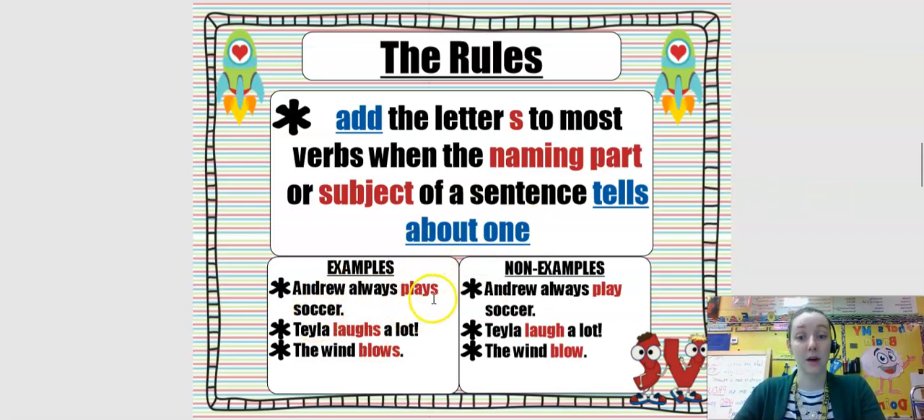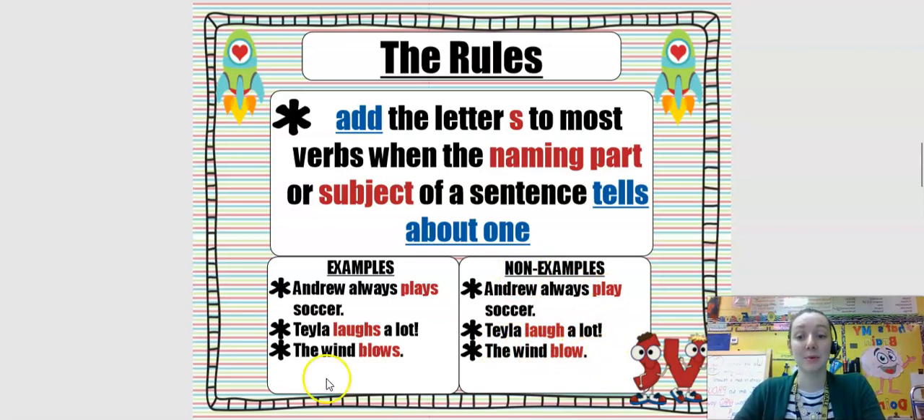Plays. See how they added the S to the end of it? A non-example would be Andrew always play soccer. It sounds wrong to your ear because it is wrong. They didn't add the S when it's just about one. Another example would be Taylor laughs a lot. See how laughs has that S on the end? So her verb agrees with her subject, but it would not be right. A non-example is Taylor laugh a lot. Doesn't work.